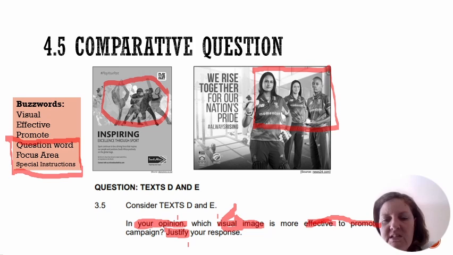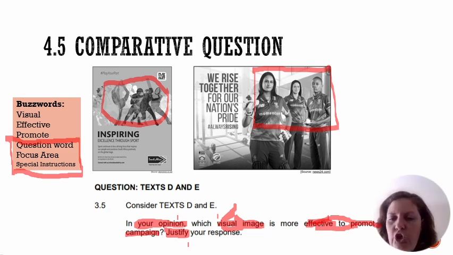which one is more effective in promoting the campaign. So remember we said to promote the campaign means to sell the campaign. Which one is more effective? I'm sure you know by now that that means which one is better. So there's our question. Which one of these two adverts is better at selling the campaign? Give us your opinion.